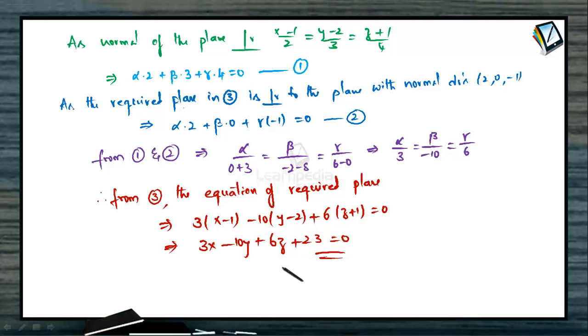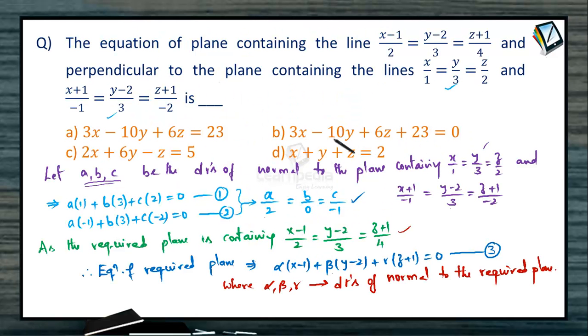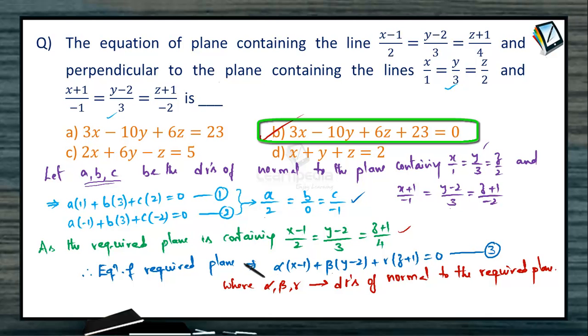Let's identify the suitable option. 3x minus 10y plus 6z plus 23 equal to 0 is the option presented. B is the required plane which contains the given line and is perpendicular to the other plane which is containing two given lines, right?